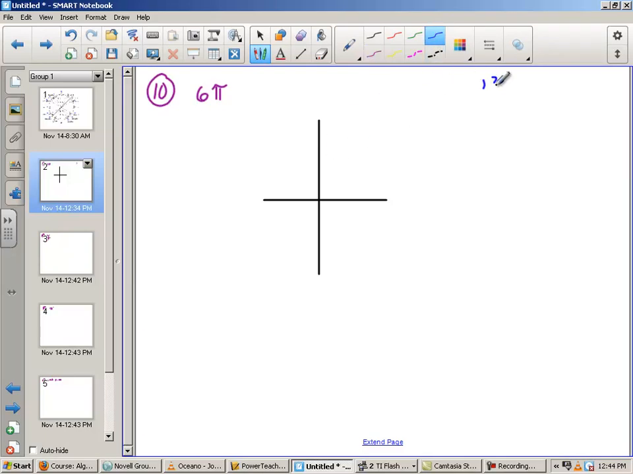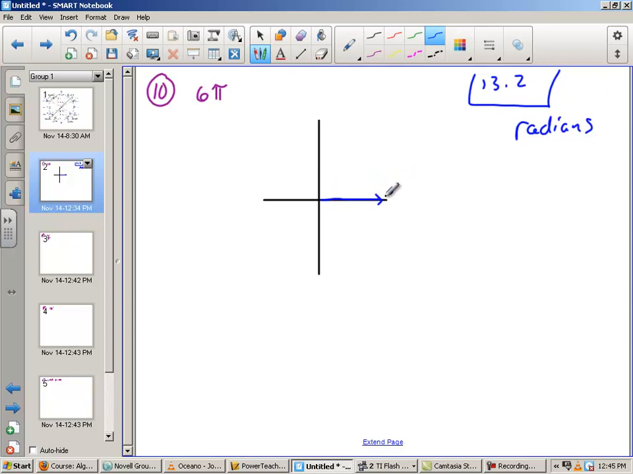Okay, so this stuff is from 13.2, where we're starting to get into this idea of radians and angles on an axis, so that we can compare them to other angles. Number 10 wants me to draw a picture of an angle that is 6 pi radians.